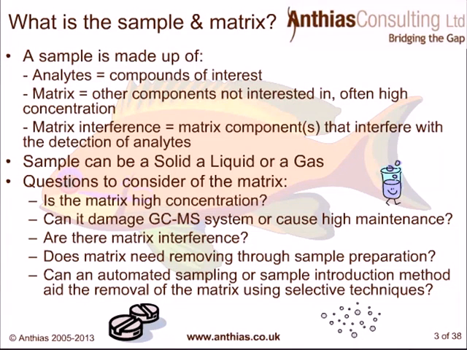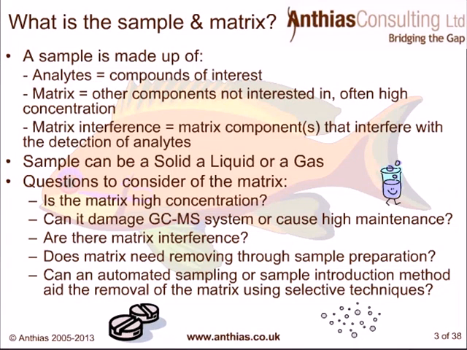So when you're analysing samples by gas chromatography, your sample could be a solid, or it could be a liquid, or it could be a gas, or it could be something in between. For example, something like honey is not quite a liquid, but it's not quite a solid either. So when we're thinking about the matrix, first of all, is the matrix at high concentration? Can it damage our GCMS system, or could it cause high maintenance? In these cases, we may need to get rid of a lot of that matrix. Are there matrix interferences in there?